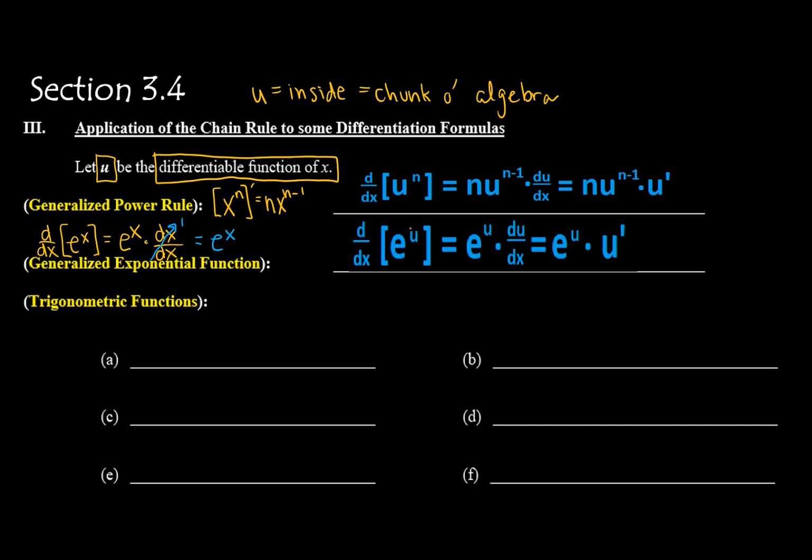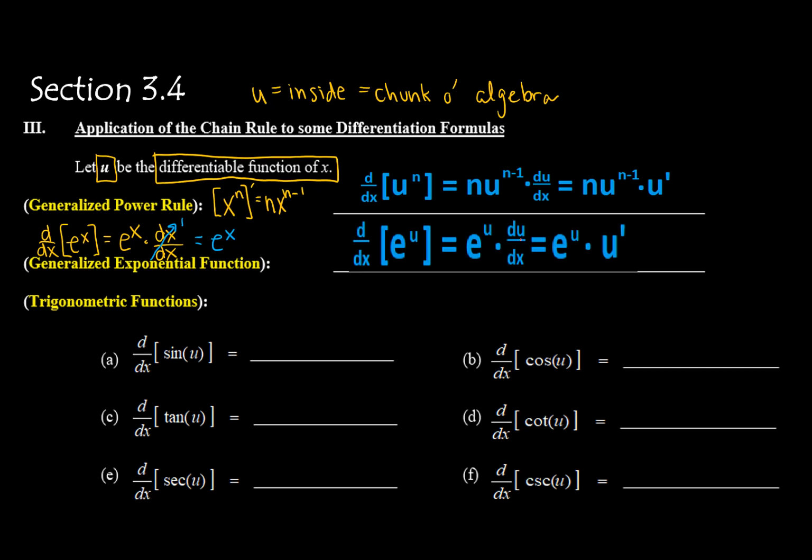But now, if you have e to the u, and you've got some chunk of algebra in that exponent, the derivative is going to be e to the u times the derivative of the exponent. Our trig functions have been modified similarly. So instead of taking the derivative of sine of x, we're now taking the derivative of sine of u.